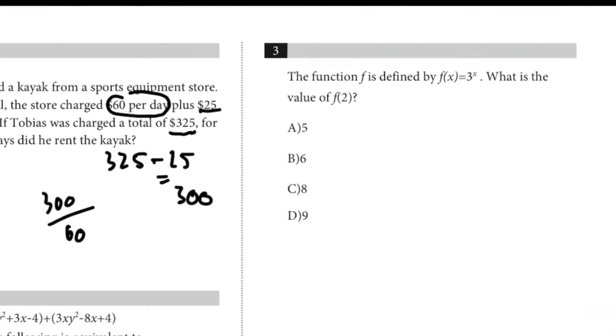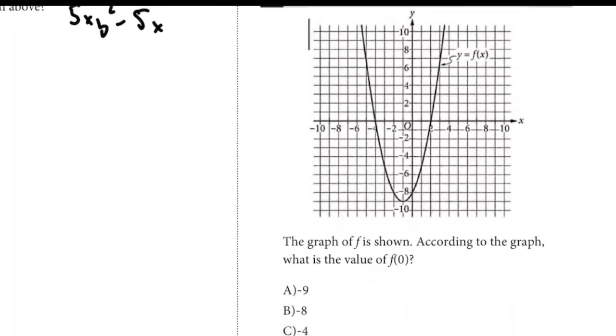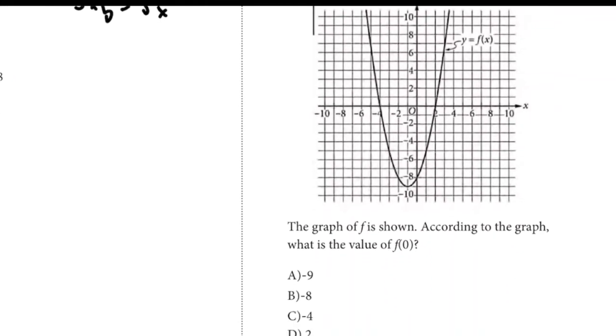For question 3, the function f is defined by f of x equals 3 to the power of x. What is the value of f of 2? So I'm just going to sub in 2 for x. So we have 3 squared, which is 9. Here, the graph of f is shown. According to the graph, what is the value of f of 0? Right, so f of 0, that's when x is equal to 0. So that is right here, negative 8. So the answer is B.